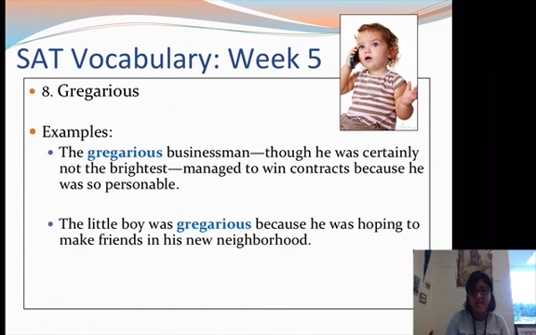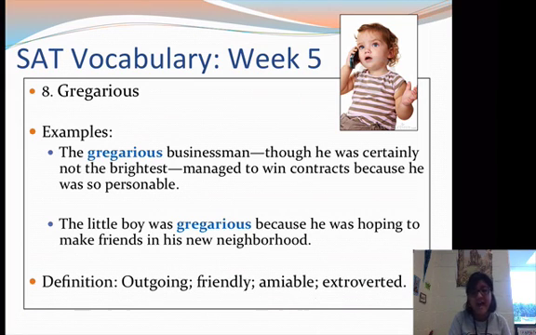The next word is gregarious. The gregarious businessman, though he was certainly not the brightest, managed to win contracts because he was so personable. The little boy was gregarious because he was hoping to make friends in his new neighborhood. Write down your guess for the word gregarious in your notebook based on these two sentences and the picture. Copy this definition when you're ready. Gregarious means outgoing, friendly. It's a synonym with amiable and extroverted. So once you've copied this definition, write your own original sentence using the word gregarious. Pause the video if you need to.